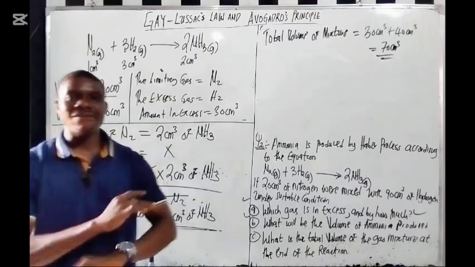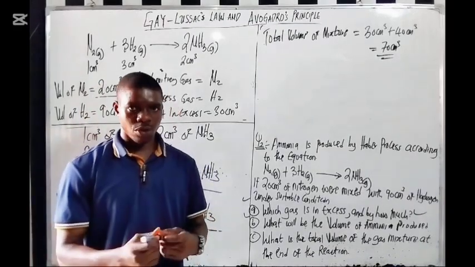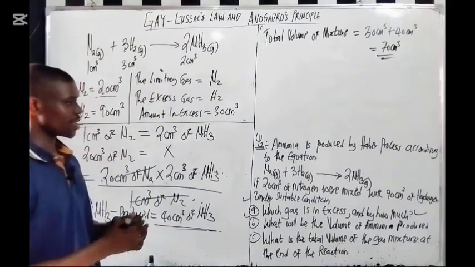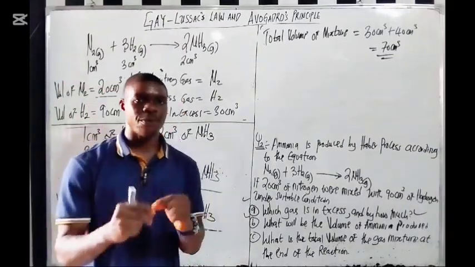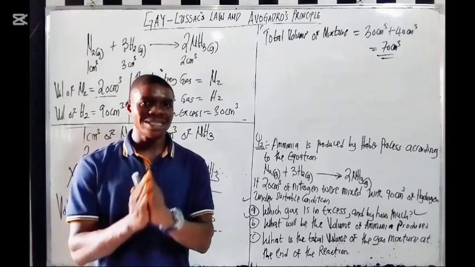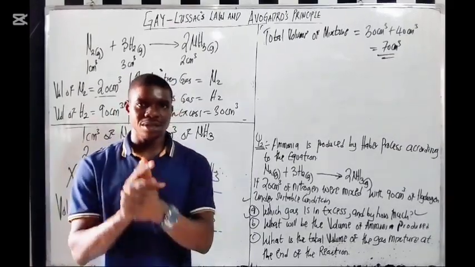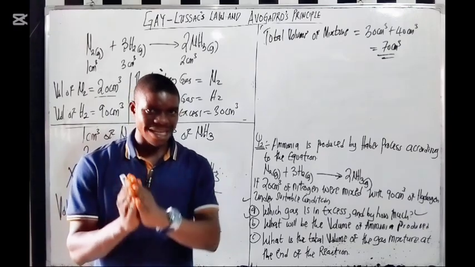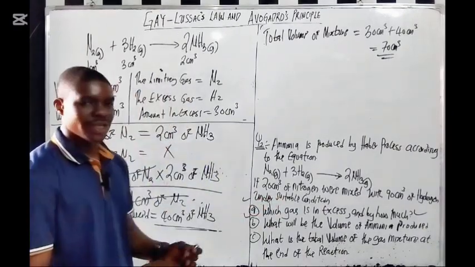So this is about Avogadro's law, Avogadro's principle and Gay-Lussac's law. This is the calculation, and this type of question you are likely to see in the exam. This type of question occurs every single year across chemistry exams. I believe this video is helpful.